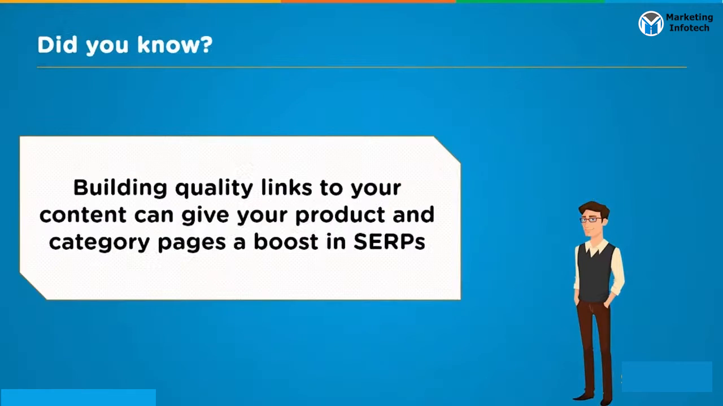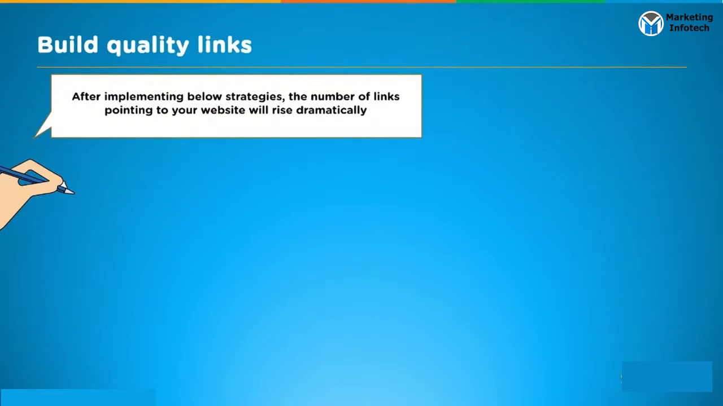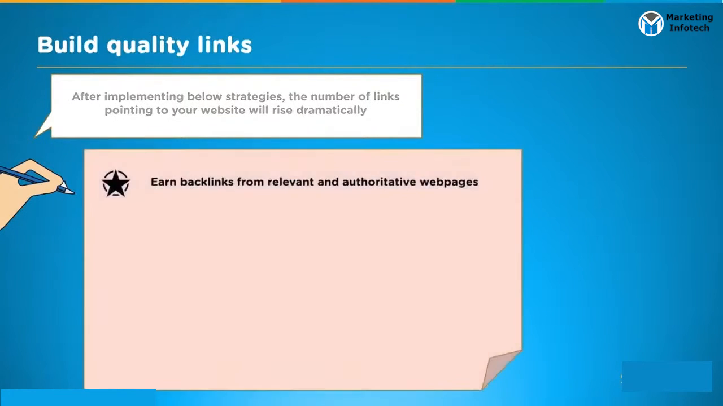Building quality links to your content can give your product or category pages, or even content or blog posts, a boost in the SERPs. So it's all about quality over quantity. It's always about building quality links, not quantity. So let's talk about what kind of strategies you should implement. If you implement these strategies, then you're likely going to see a lift in the SERPs. So, earn backlinks from relevant and authoritative web pages. So what's authoritative?